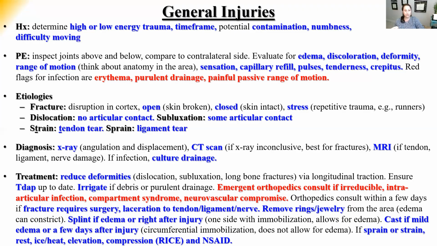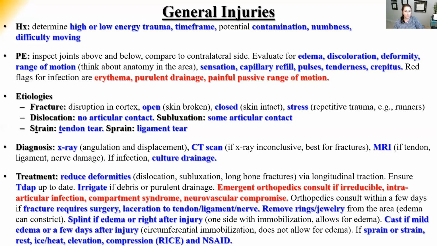Treatment for this: let's reduce our deformities. Anything that's a dislocation, subluxation, or long bone fractures should be reduced, or put back into place, with longitudinal traction. Ensure that the patient's tetanus is up to date. Remember, that's every 5 years. You want to irrigate if there's gross debris in the area or purulent drainage.